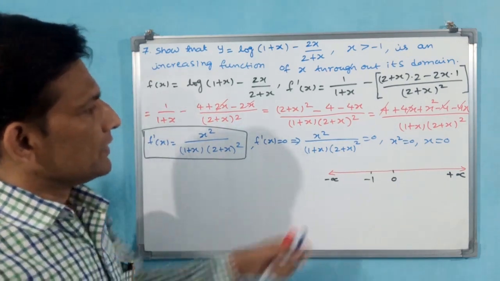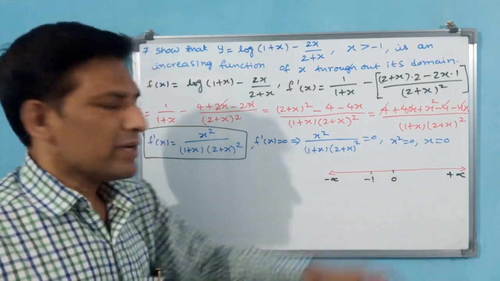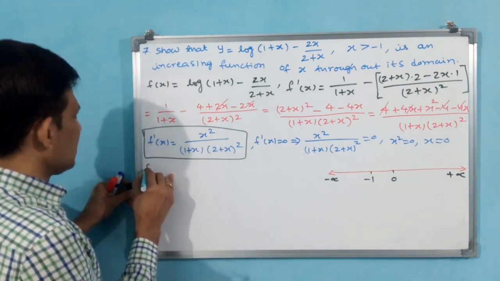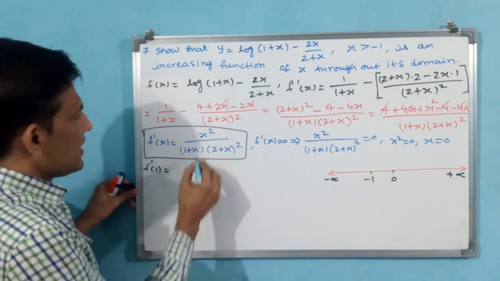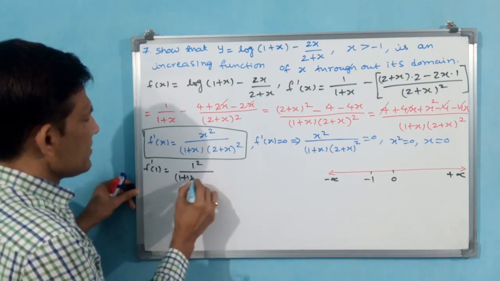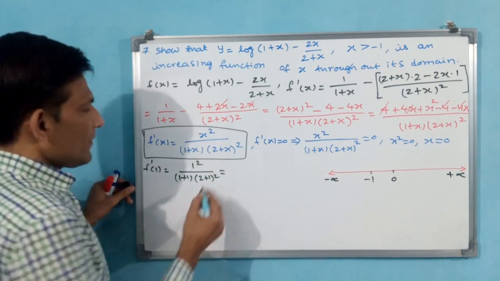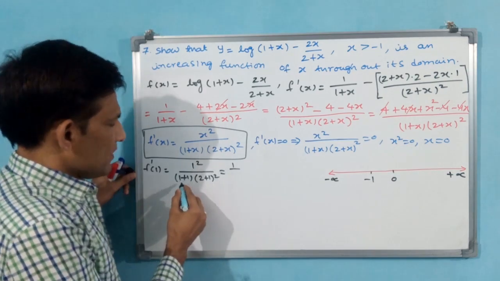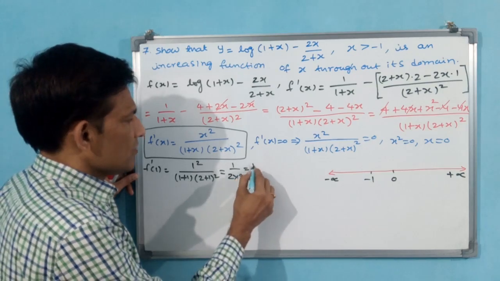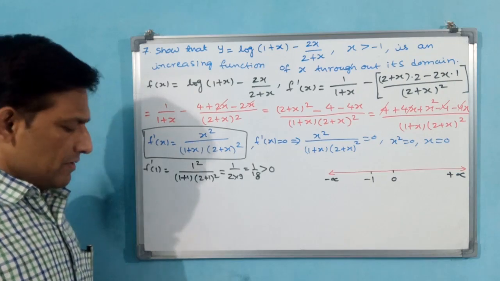Okay, let us do. See, first what we do, 0 to infinity. What can you take? You can take 1. Here 1. Okay, write down f dash 1. f dash 1 is equal to 1 square by 1 plus 1 into 2 plus 1 whole square. Okay, 1 by 2 into 9. That is equal to 1 by 18, which is greater than 0. Is it okay? Definitely okay.